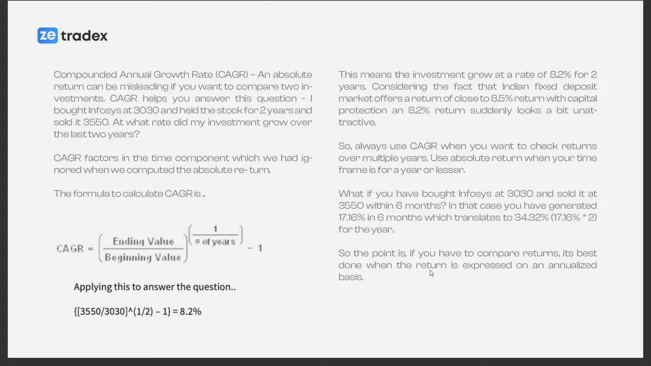Now the formula to calculate CAGR will be ending value divided by beginning value, raised to the power of 1 over the number of years, minus 1.